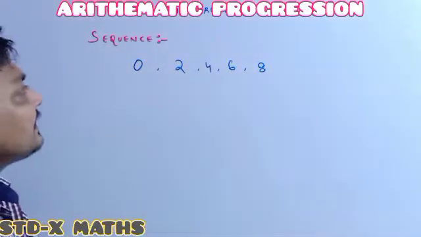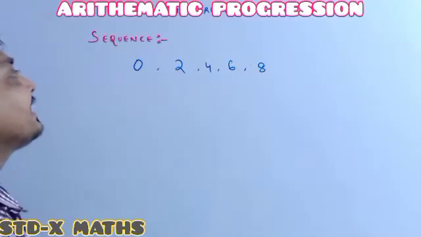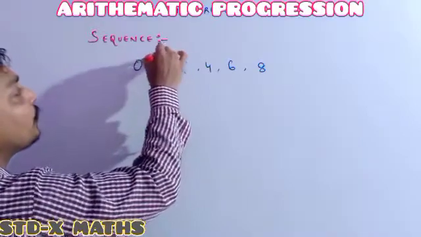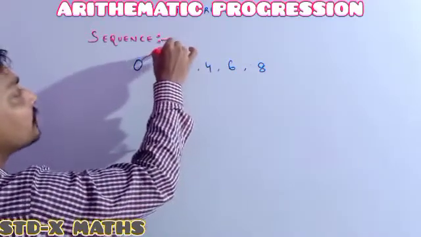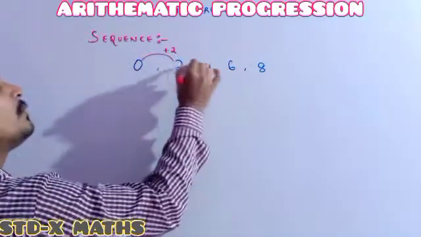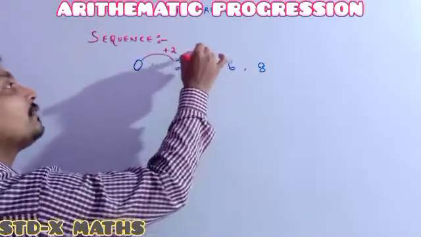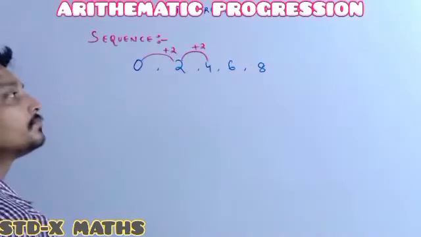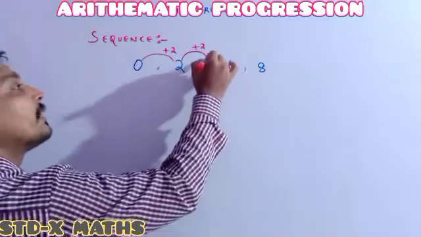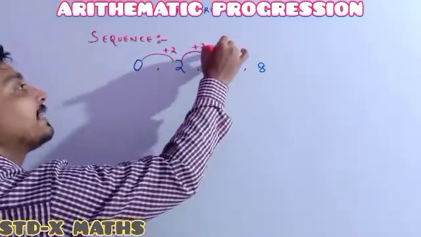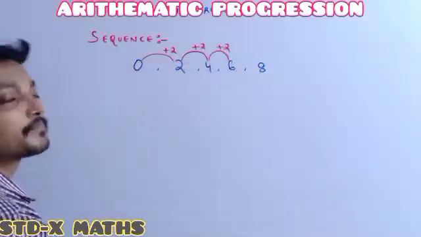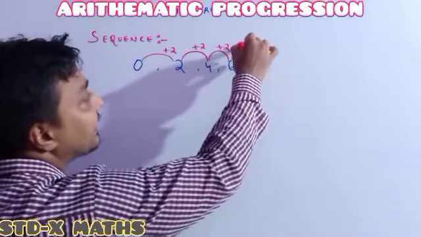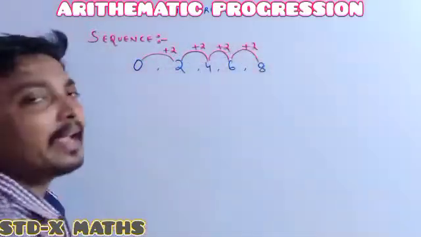And you just have to see everywhere: from 0 to 2, we get 2 by the addition of 2. From 2 to 4, if 2 is added to 2, we get the number 4. With the 4, whenever 2 is added, we get 6. With the 6, whenever 2 is added, we find 8.